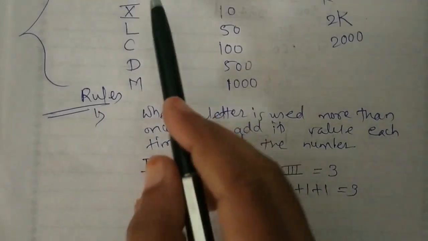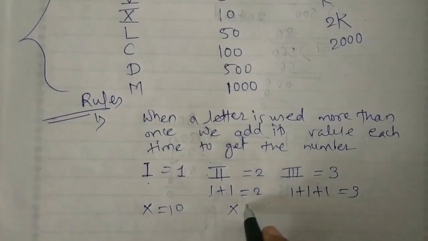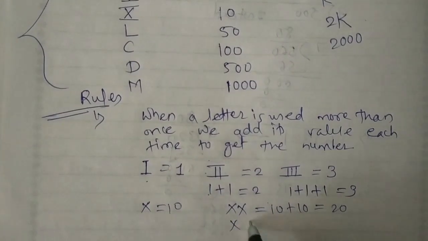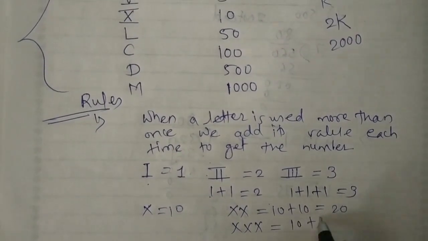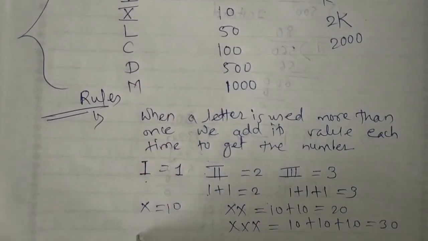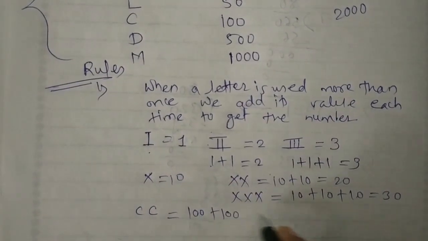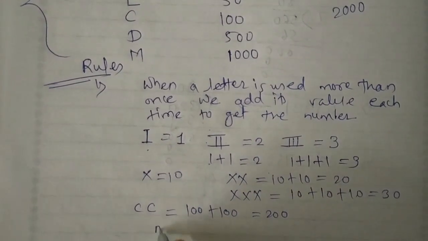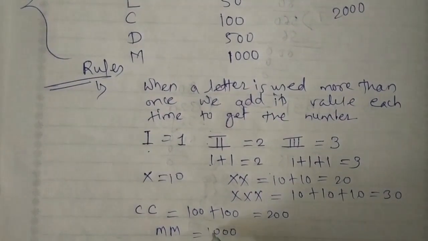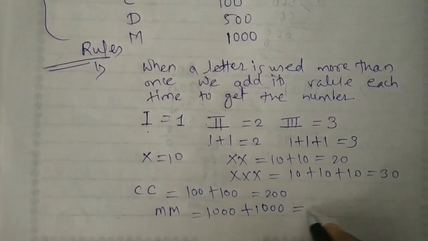For example, here X denotes 10. So if I write it 2 times, it means 10 plus 10 is equal to 20. In the same way, 3 times means 10 plus 10 plus 10 is equal to 30. In the same way, C denotes 100, so two Cs mean 200. We have M as 1,000. So if I write MM, that means 1,000 plus 1,000, which is equal to 2,000.